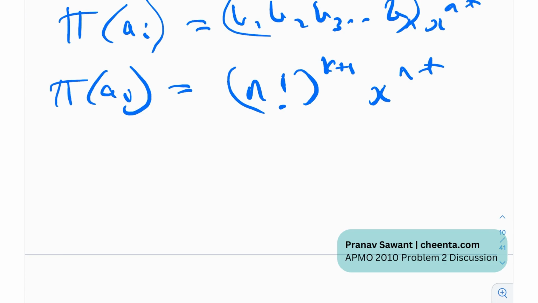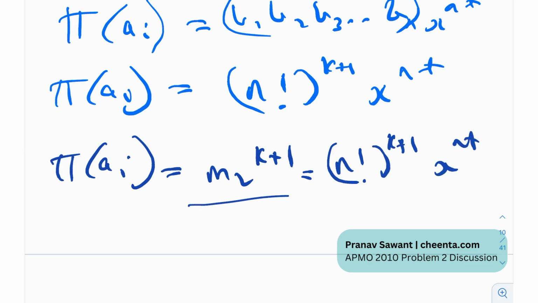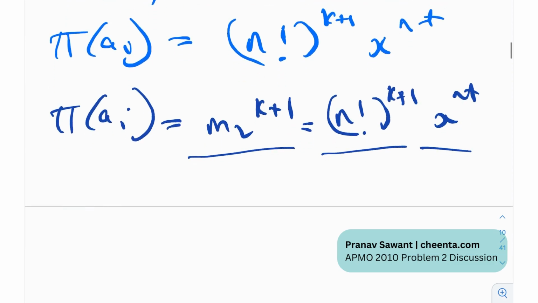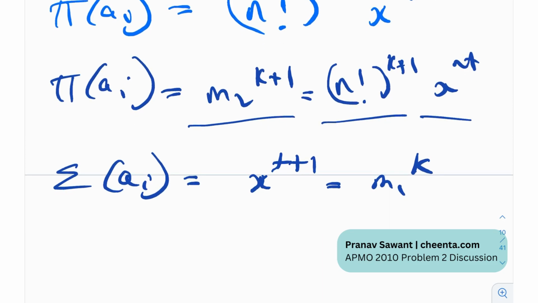So, what can we write? Pi ai, what was given in the question, was nothing but m2 raised to the power k plus 1, which is equal to n factorial raised to the power k plus 1 times x raised to the power nt. So if you notice that this is a perfect k plus 1th power, this is a k plus 1th power, this also needs to be a k plus 1th power. Another observation is that sigma ai, which was x raised to the power t plus 1, is m1 raised to the power k. So essentially this x raised to the power t plus 1 needs to be a perfect kth power.